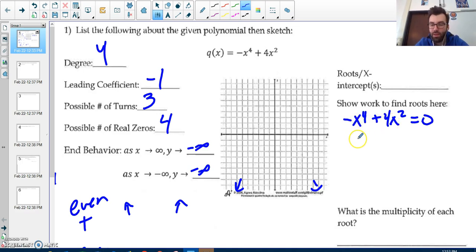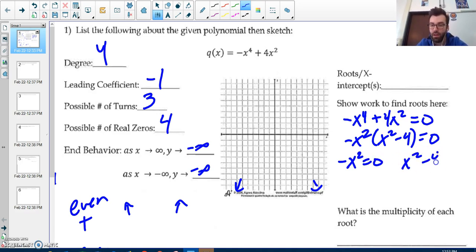I like factoring so that my x squared is positive, so I'm going to take out a negative x squared. So this is x squared minus 4 equals 0. Now, technically, I can continue to factor this. Some of us may just set it equal to 0 right away. That's fine. If you wanted to continue to factor, it would be x plus 2, x minus 2. So I'm just going to set each factor equal to 0 right away because we're probably in the habit of doing that. So I know that x is going to be 0 here.